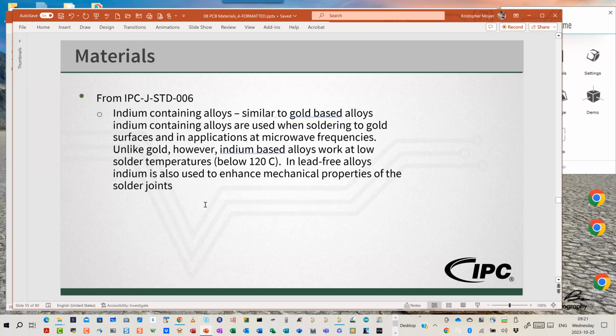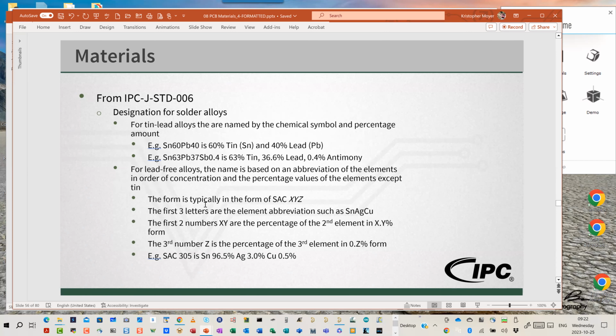Finally, indium-containing alloys. Similar to the gold-based alloys, indium-containing alloys are used when soldering to gold surfaces and in applications at microwave frequencies. Unlike gold, however, indium alloys work at low solder temperatures, below 120 degrees C, and in lead-free alloys, indium also acts to enhance mechanical properties, similar to bismuth in tin lead joints, and so on.